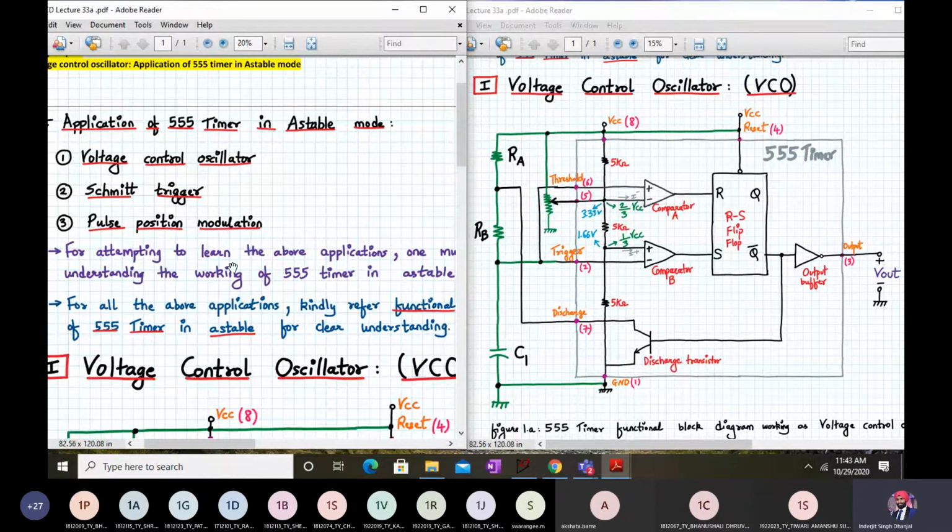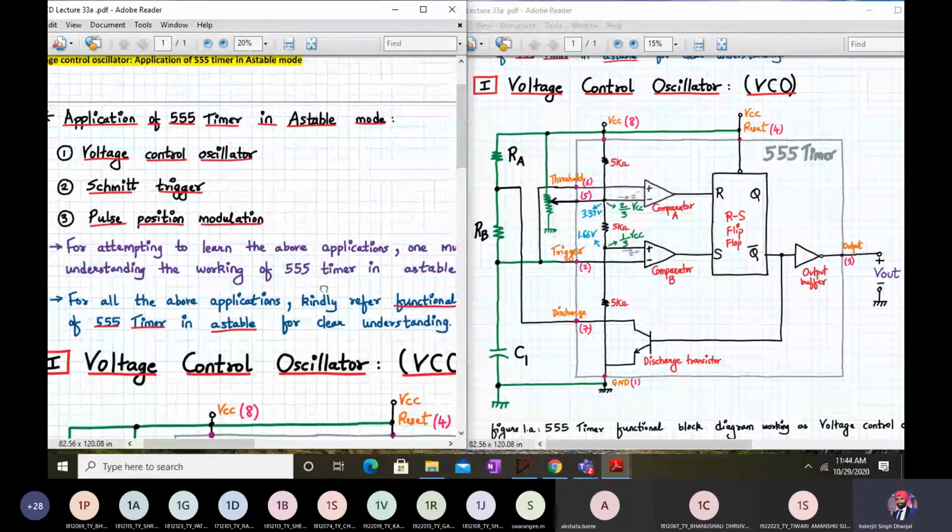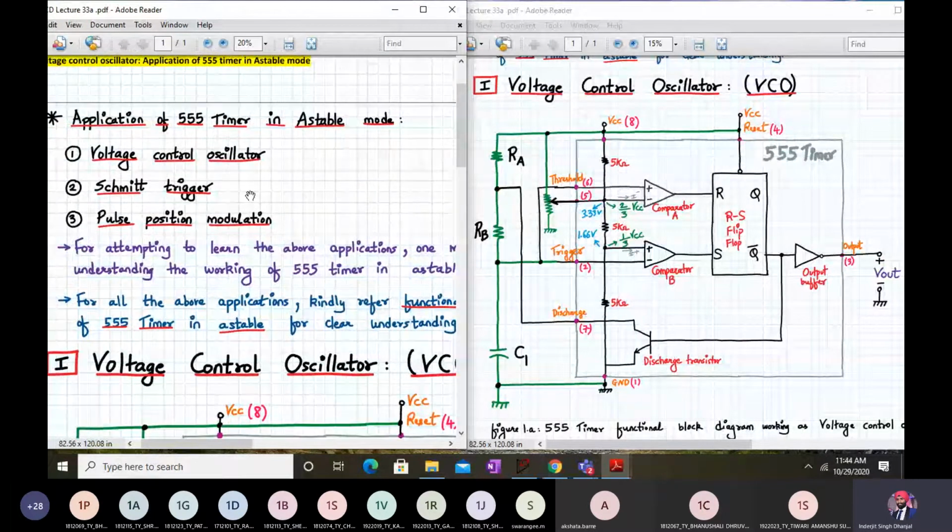One suggestion before going to the applications part: for attempting to learn the above applications, one must understand the working of 555 timer in astable mode. Remember, this is kind of an oscillator. It is giving the output without any input. So that's the difference between the monostable and the astable. In monostable, we are applying an external trigger pulse, so there is an input.